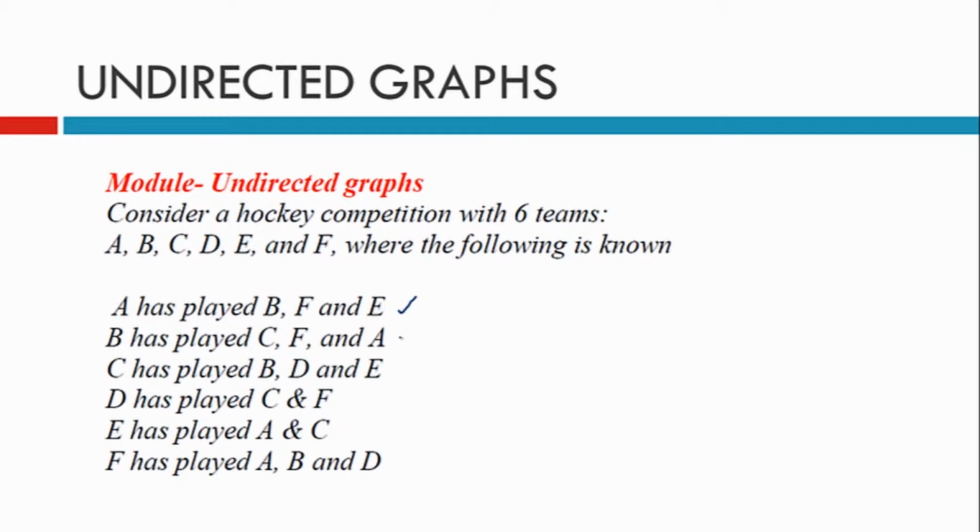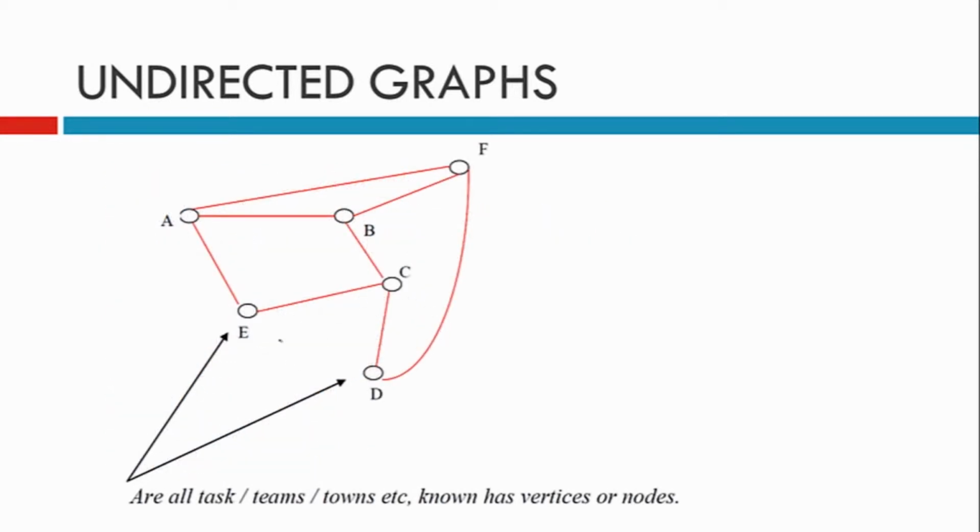And I won't read it out, but you can see that A's played a few and beaten them, B, also C, D, E and F. So when we graph this, this is the graph that we get.